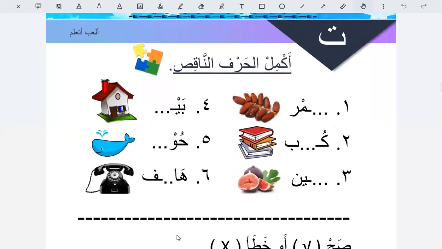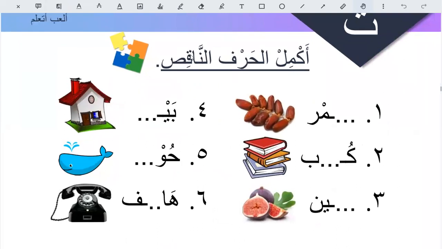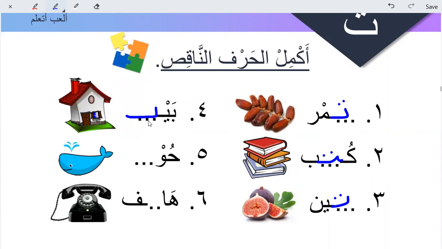Okay, now he's asking us to complete the missing letter, complete the missing alphabet. So, who will tell me about this one? Ta. So it becomes Tamr. Okay. Next. Ta. Good. Next. Ta. Good. Bait. Next. Ta. Hoot. Good. Next. Ta. Hatif.